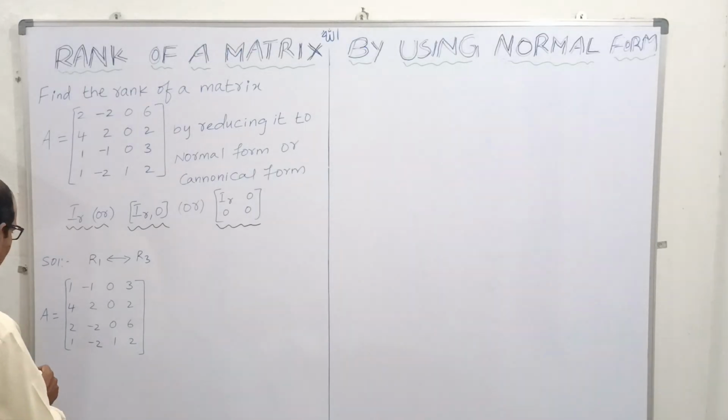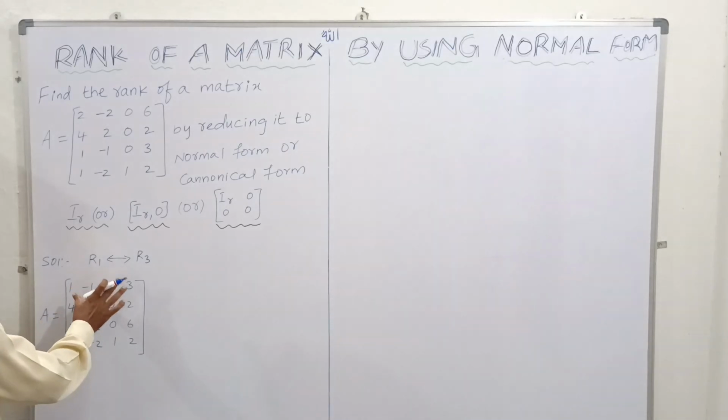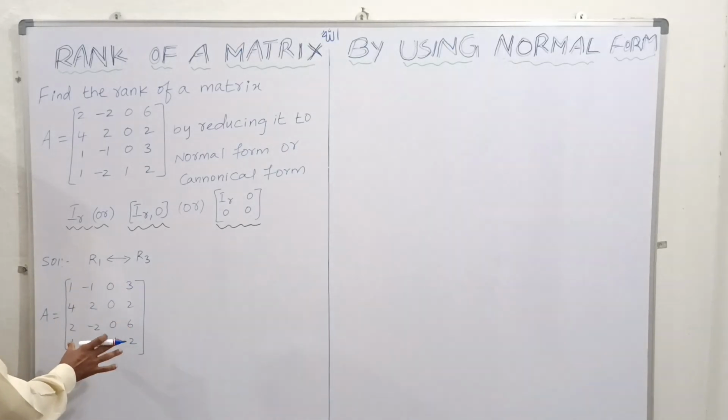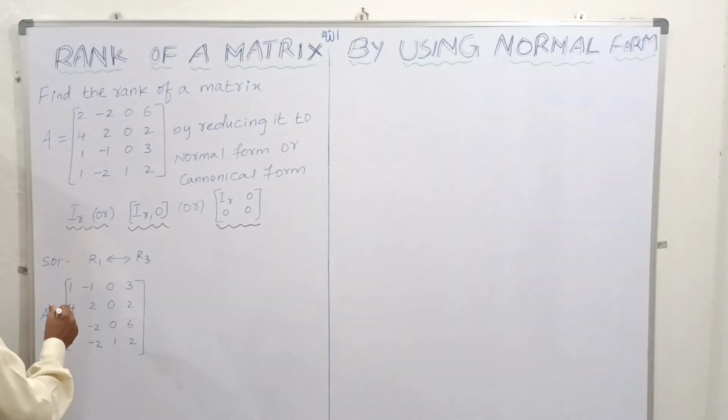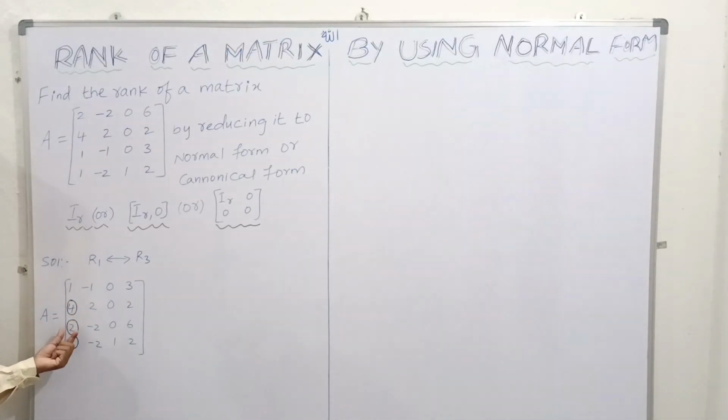Now the next thing, we have to use the operation. To reduce the matrix into an identity matrix, we have to make this element 0. We have to make this element 0. Similarly, we have to make this element also 0, this element also 0. So our intention is to make this an identity matrix. So we will make this element 0, this element 0, and this element also 0.